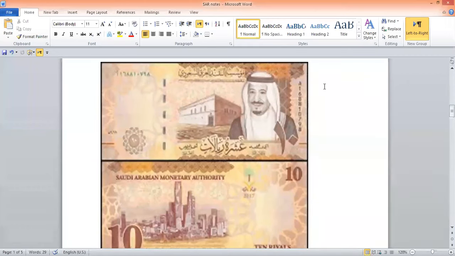Coming to this currency note, guys. Can you identify that currency note? Yes or no?